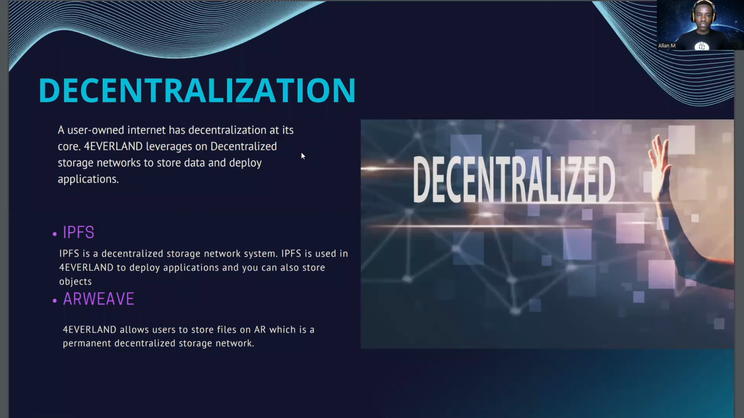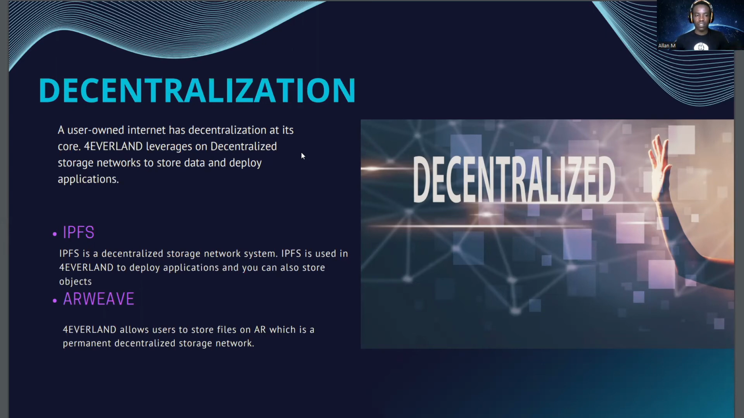So decentralization. When it comes to decentralization, this is a really important aspect in Web3, and a user-owned internet has decentralization at its core. 4EVERLAND leverages decentralized storage networks to store data and deploy applications. Currently, there are two major decentralized mediums, that is IPFS and AR. IPFS is a decentralized storage network system. IPFS is used by 4EVERLAND to deploy applications, and you can also store objects.